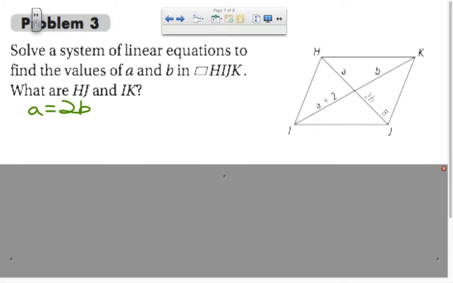My copy quality up here is awesome. Is that plus A or minus A? 8. Good grief. My copy quality is awful. It's minus 8. Absolutely, yes. A equals 2B minus 8, and then tell me the other one, Casey? That's it.